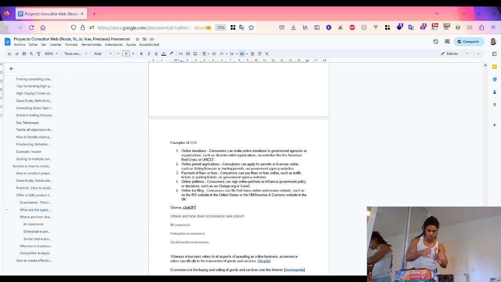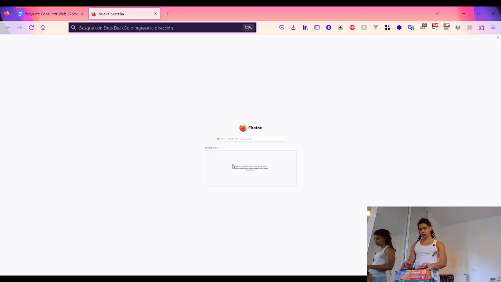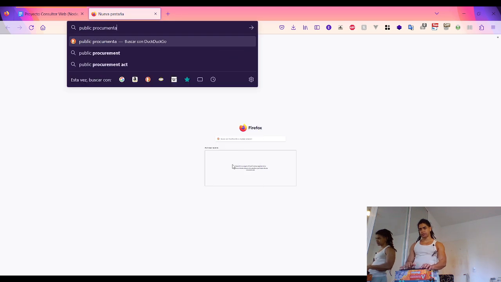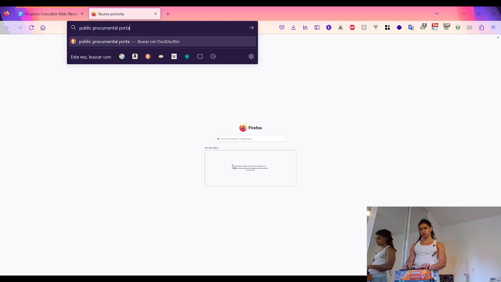And when it comes to government to business, public procurement portals. So if you translate that, public procurement portals, okay, translate it into Spanish.